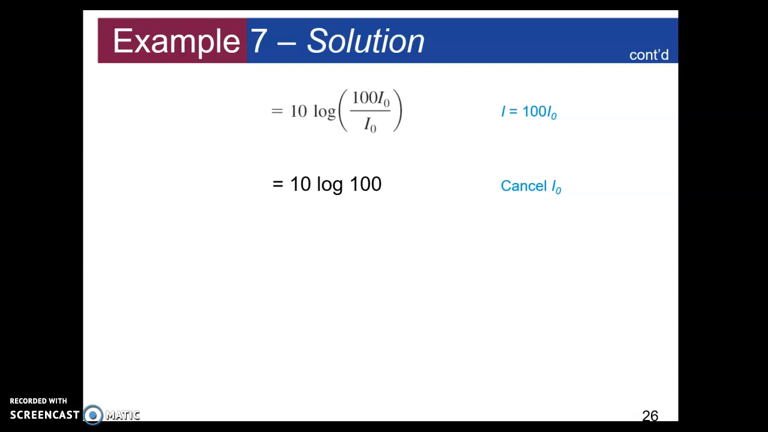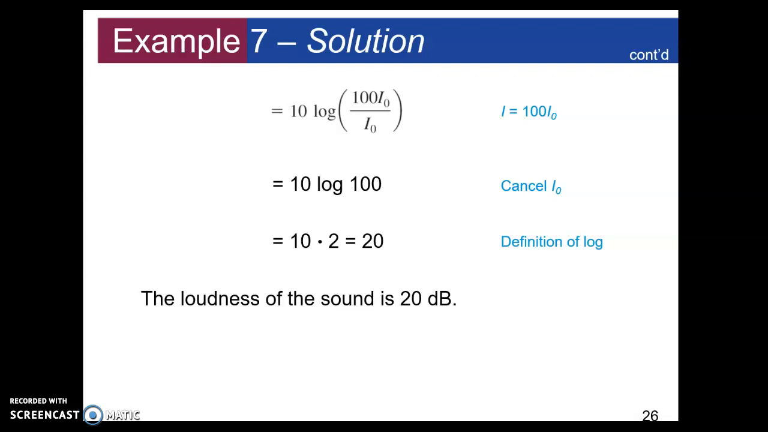So 10 times the log of 100 is the same as 10 times 2. So the number of decibels where the physical intensity is 100 times the original, or that of a barely audible sound, is equal to 20 decibels.